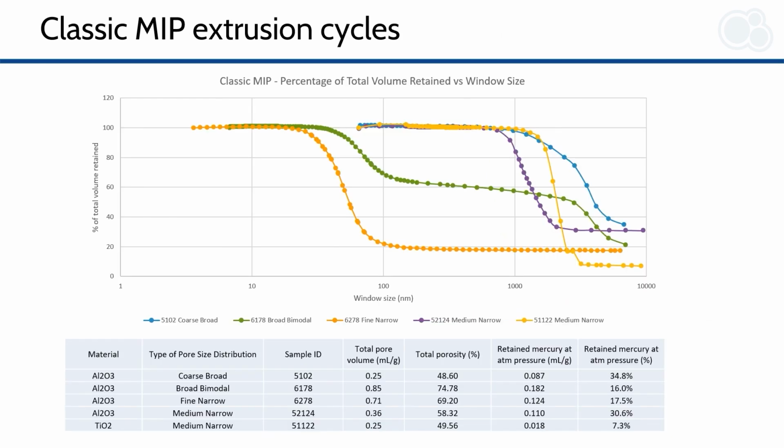Looking only at the extrusion curves and scaling them to a percentage of the total intrusion volume, an overlay of the relative volume retained shows quite a bit of difference between these materials. As we just saw, the titanium showed the smallest amount retained, that is 7.3% of the total pore volume, while the coarse broad alumina, 5102, showed the largest total retained, almost 35% of the total amount of mercury intruded.